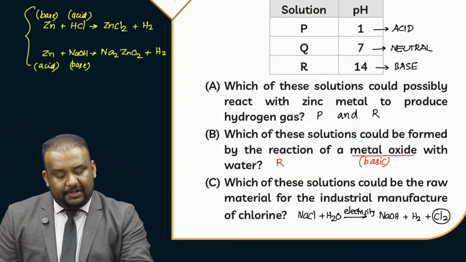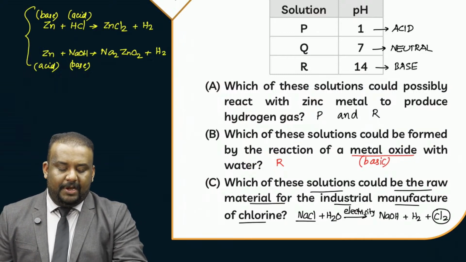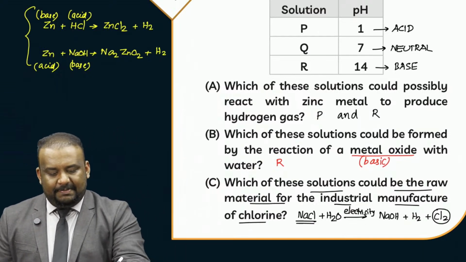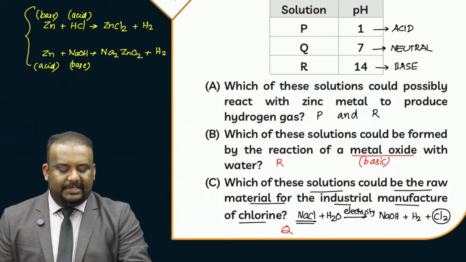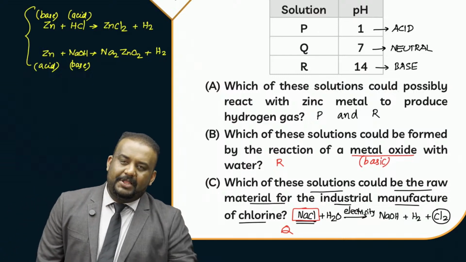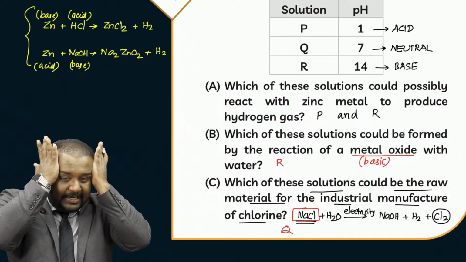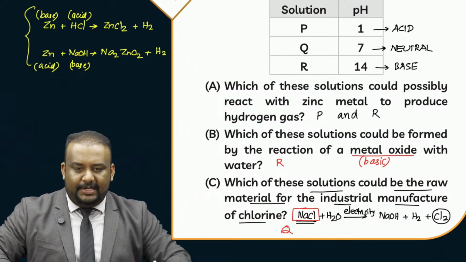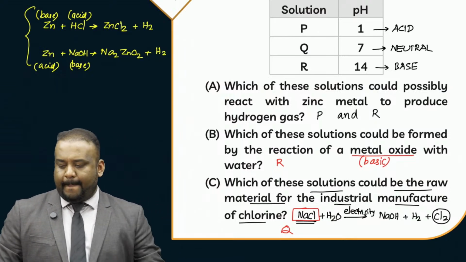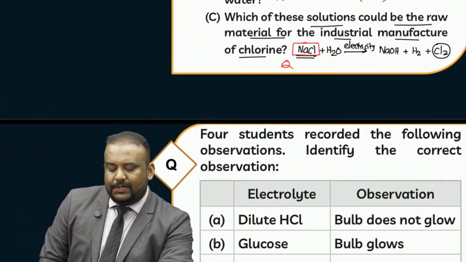So here they ask which of these solutions could be the raw material for the industrial manufacture of chlorine. That should be NaCl solution. And what is the NaCl solution's pH? Its pH will be neutral because NaCl is a strong acid, strong base combination. So Q should be the raw material used for the preparation of chlorine. Is that clear to everyone? Any doubts in that? Okay, perfect. Let's go to the next question.